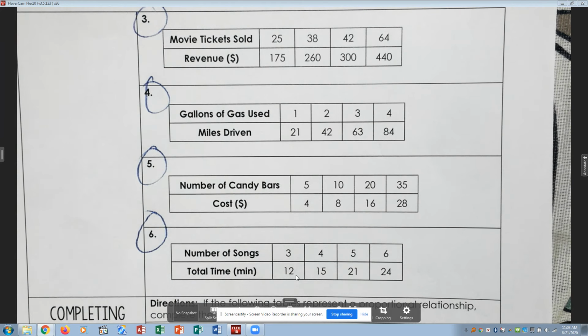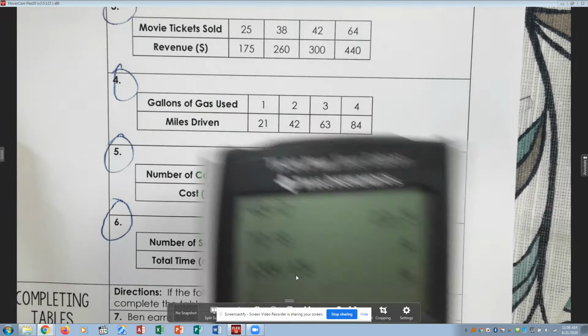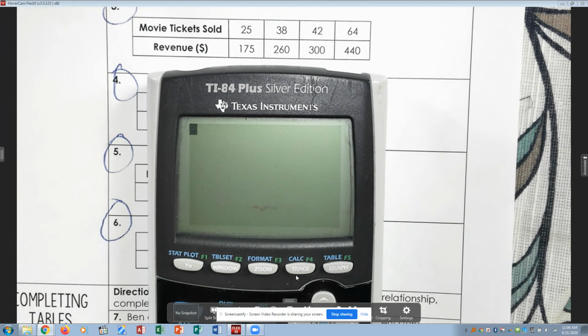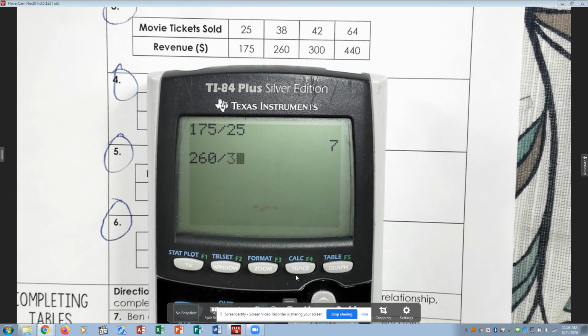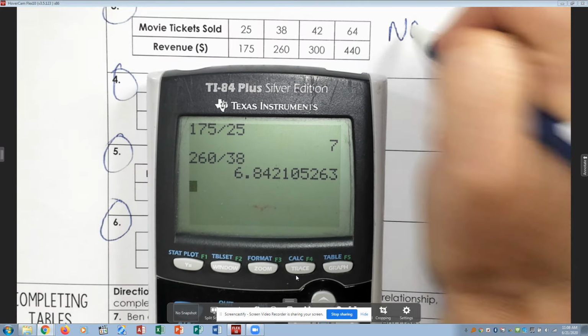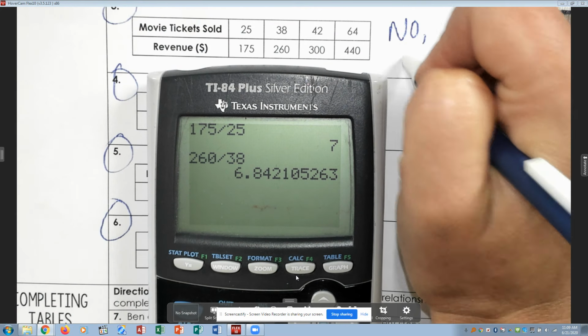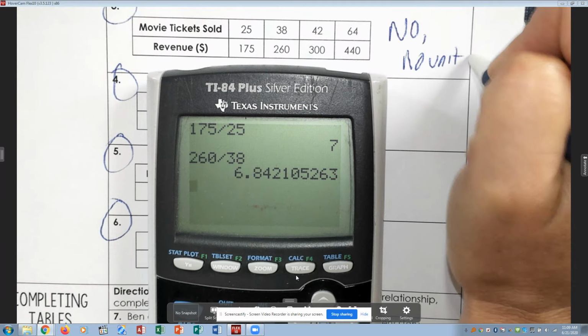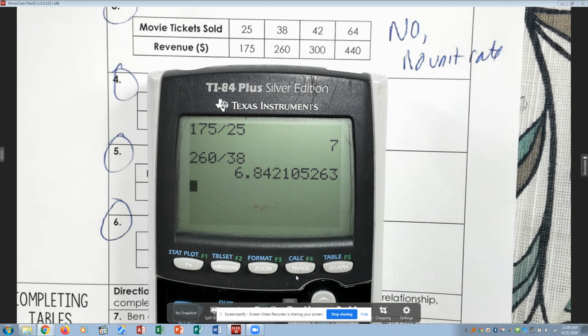All right, welcome back. So instead of writing each of these out, I'm just going to put them in the calculator. It looks like they get $175 if they sell 25 tickets. So let's see what the unit rate is. $7. 260 divided by 38 is 6.8. So right off the bat, we can say no, this is not proportional, and there is no unit rate. Okay.